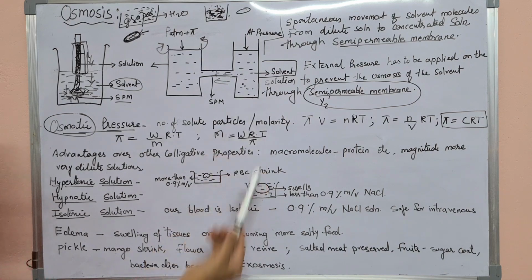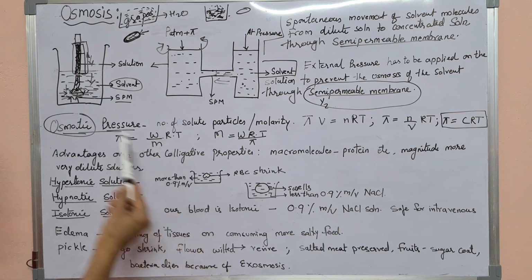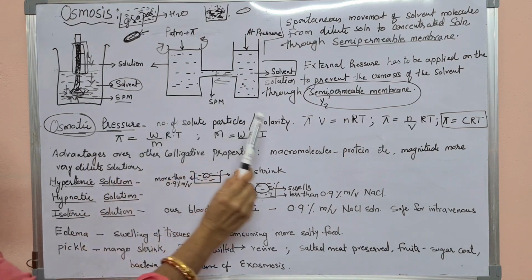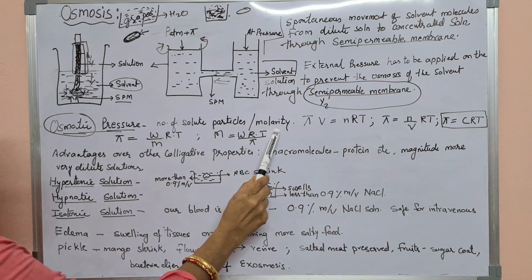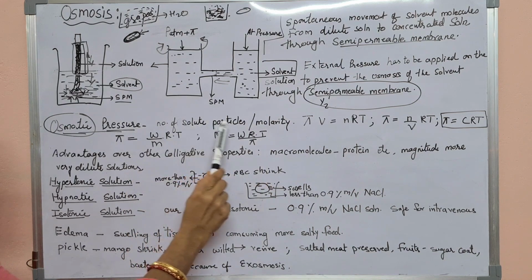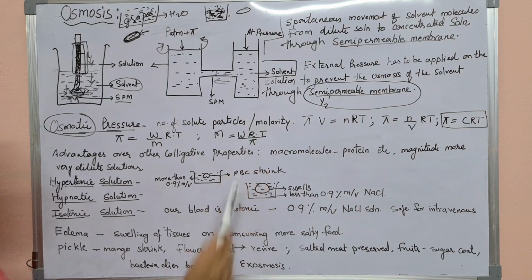Here we will look carefully. Till now, whatever colligative properties I taught you depend upon molality, but osmotic pressure is the only colligative property that depends upon the molarity, capital M. Fine. So it depends upon the number of the solute particles or the molarity.